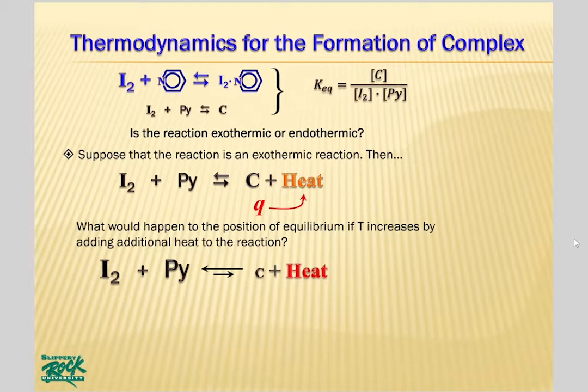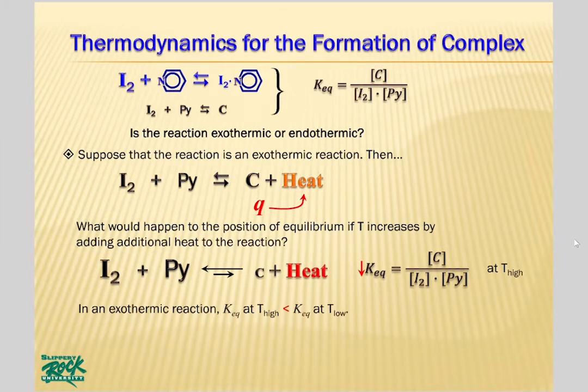This would not only consume the surplus heat, but it would also consume the product C and produce back the reactants iodine and pyridine. It would decrease the concentration of the pyridine-iodine complex and increase the concentrations of iodine and pyridine. Consequently, the equilibrium constant decreases when additional heat is added to the reaction mixture. In other words, in an exothermic reaction, the equilibrium constant at high temperature is always less than the equilibrium constant at low temperature. The opposite is true for an endothermic reaction.